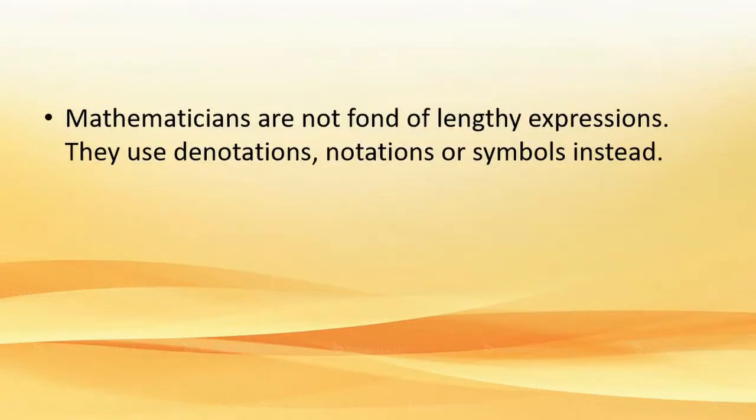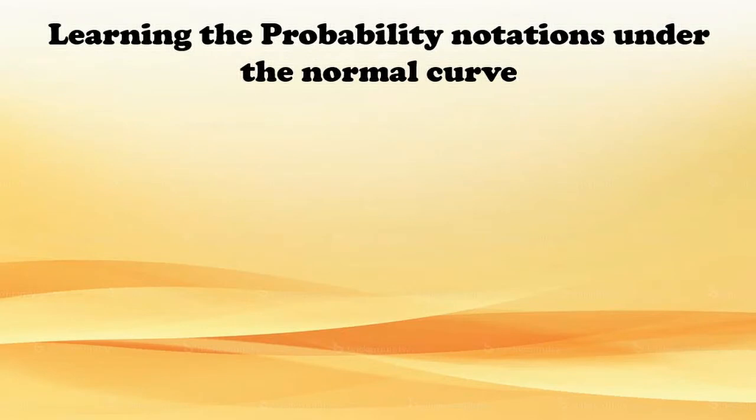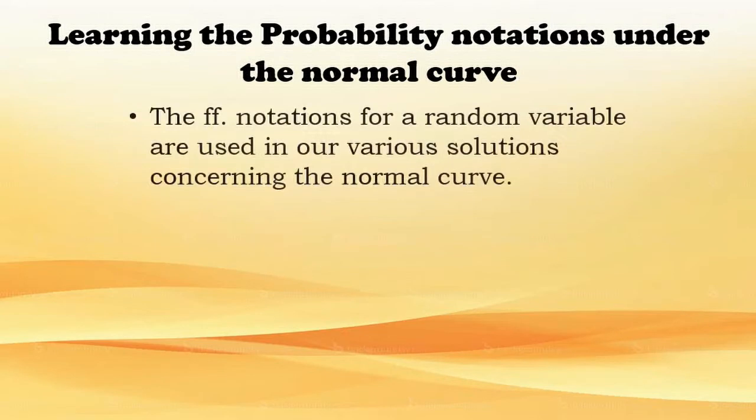Mathematicians are not fond of lengthy expressions. They use denotations, notations, or symbols instead. Learning the probability notations under the normal curve: the following notations for a random variable are used in our various solutions concerning the normal curve.